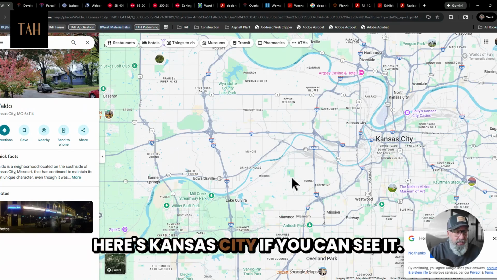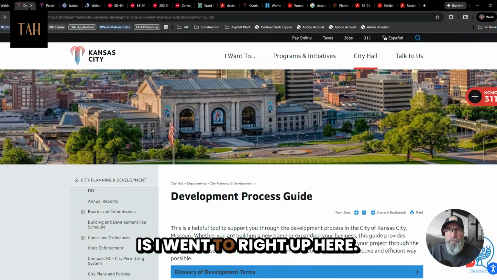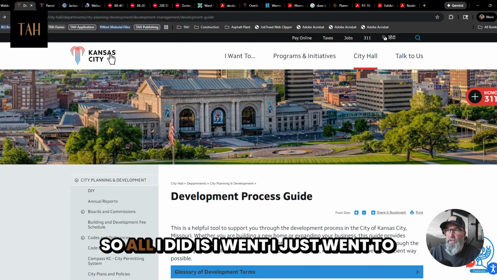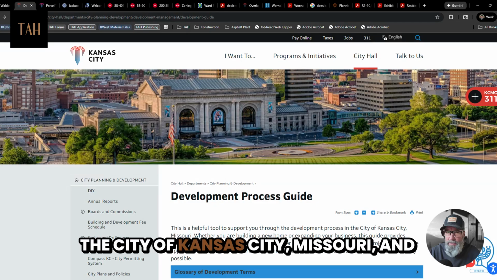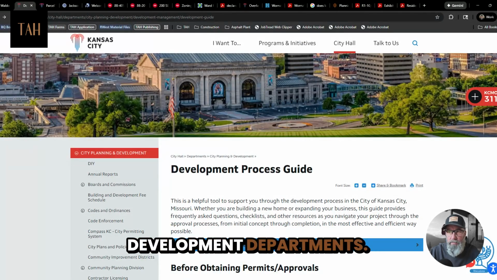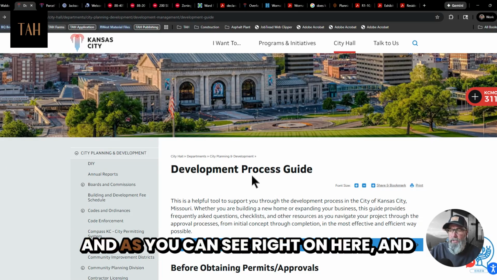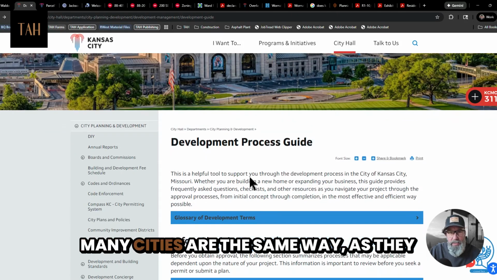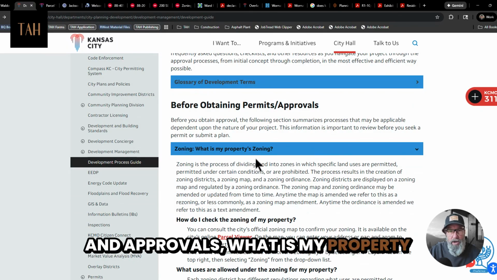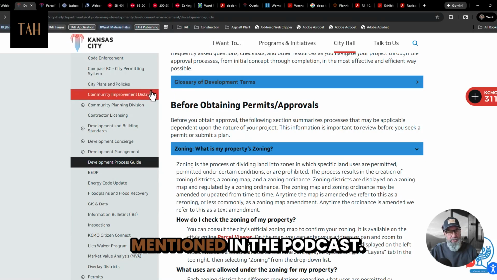So here's Kansas City, if you can see it. The first thing I did is I went up here to the Kansas City Development Process Guide. I just went to the city of Kansas City, Missouri, and went to the city planning and development departments and wanted to start learning about what I can do on my property. As you can see right on here, and many cities are the same way, they say, before obtaining permits and approvals, what is my property zoning? So understanding your zoning is the very first thing that you want to do, which I mentioned in the podcast.